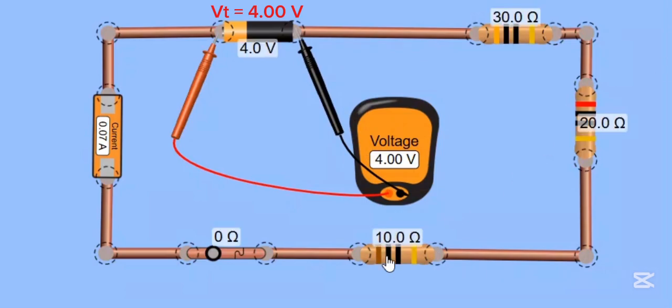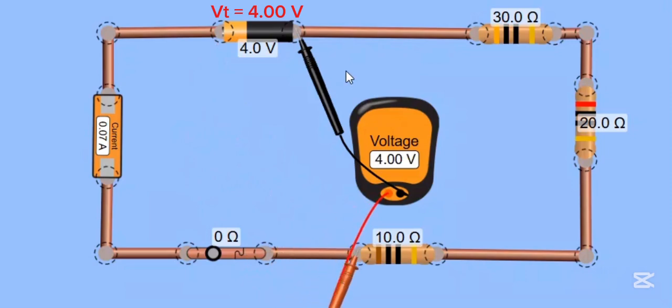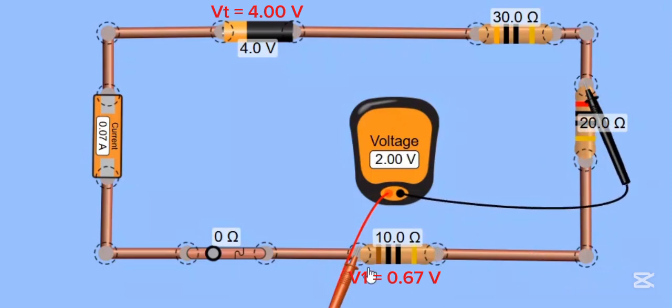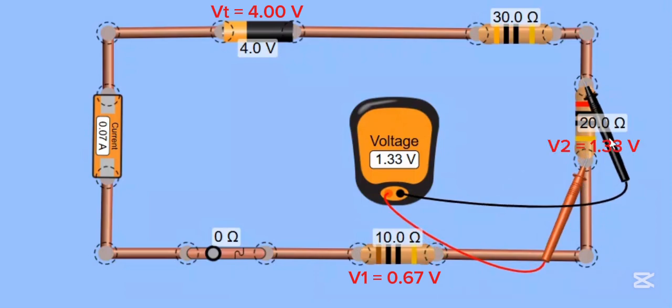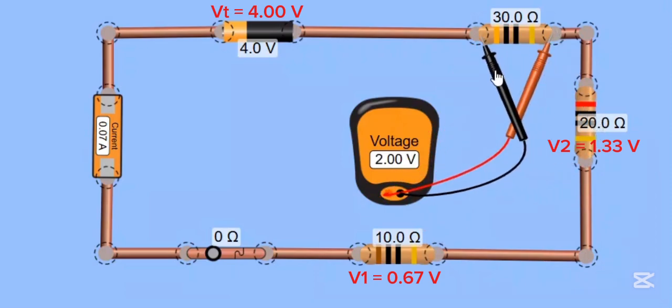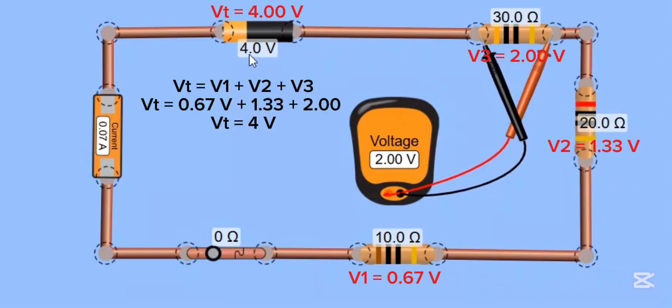So look at this. This one is a 10 ohm resistor. This is 20. This one is 30. Let's look at the voltage in each. The voltage here is 0.67. Let's look at this one. The voltage in this one is 1.33. Let's look at this one. The voltage in this one is 2.0. When you combine these voltages, it will give you 4.